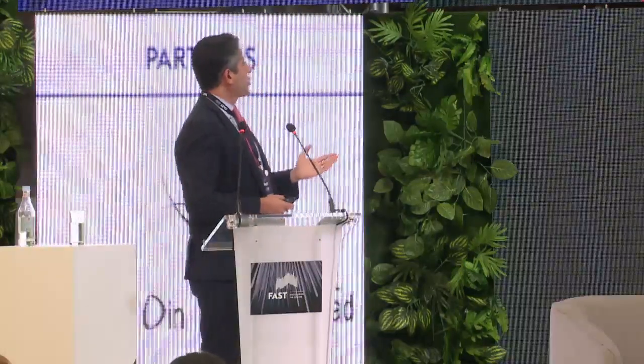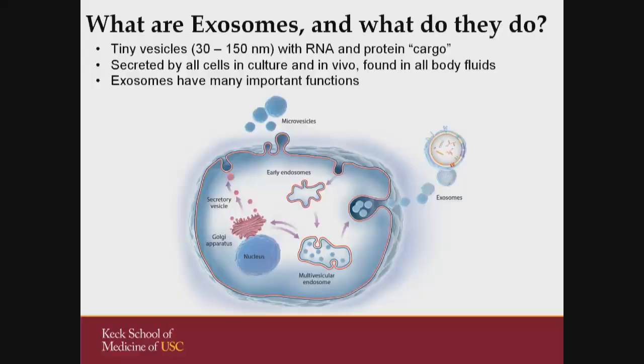So what are exosomes? What do they do? I apologize for this being so blurry. Exosomes are essentially very tiny vesicles, about 30 to 150 nanometers in size, and they contain mostly different types of RNA, like non-coding RNA, microRNAs, and others, as well as a protein cargo. They're secreted by every cell in culture, and they're found in all bodily fluids. In fact, in milk, breast milk, beer, synovial fluid, blood, anywhere you look, there are going to be exosomes.